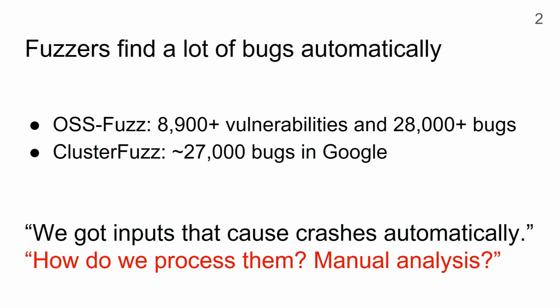So to ensure software security, fuzzing has successfully contributed to automatically finding bugs. For example, OSS-Fuzz has found more than 8,000 vulnerabilities and 28,000 bugs. When we use fuzzing, sometimes we get a lot of crashing inputs that cause a crash in the targeted software. But how do we process them in the next step of fuzzing?